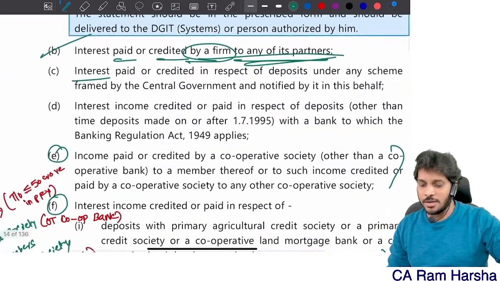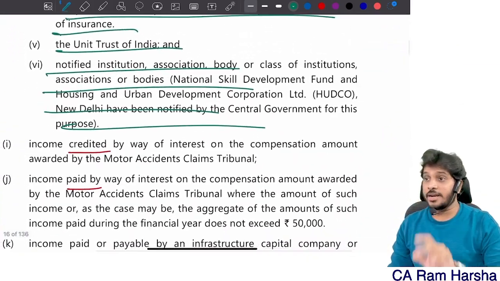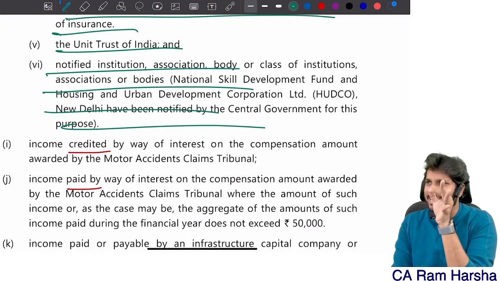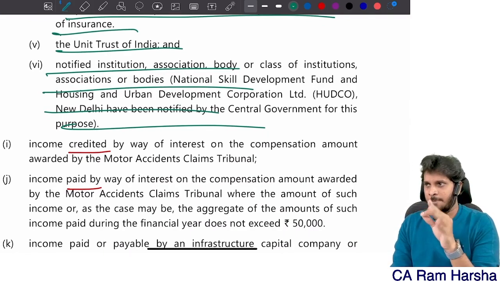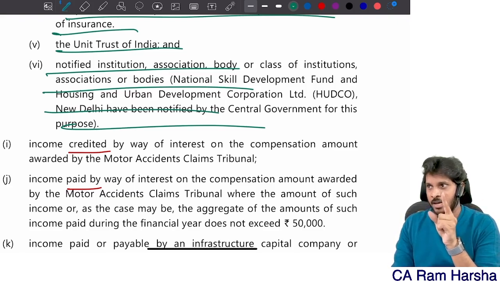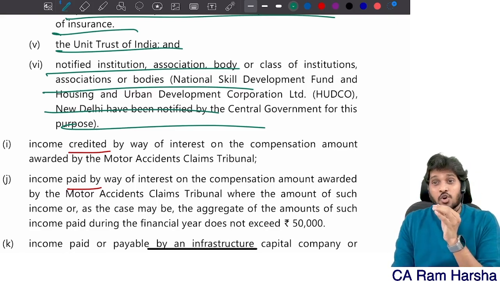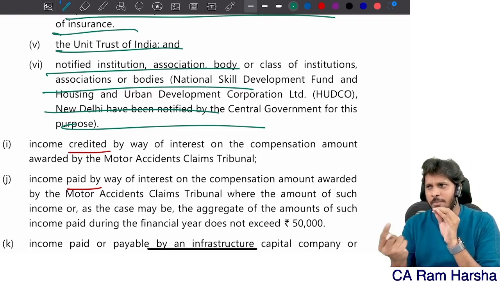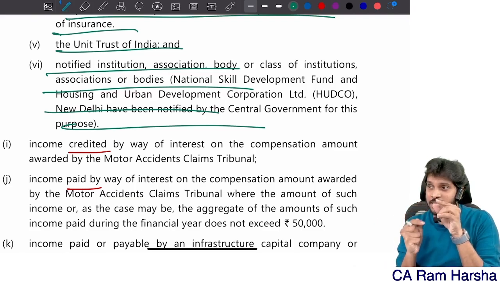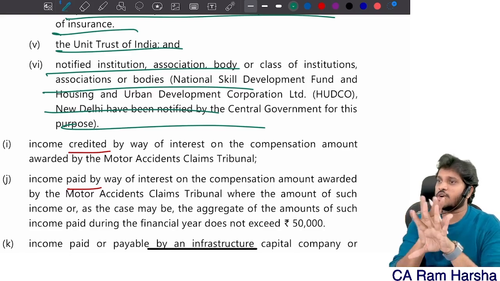So 194A, are you clear? What is 194A saying? Interest paid, other than interest on securities, is liable for TDS at 10%. Exemption if it is not exceeding 5,000. Another exemption for banks: 40,000, and 50,000 in case of senior citizen. For a cooperative society, if they are paying to a member, no TDS. If they are paying to another society, no TDS. If the society is a primary agriculture credit society, primary credit society, cooperative land development bank, or cooperative land mortgage bank, no TDS.